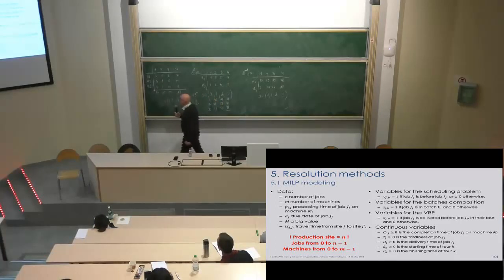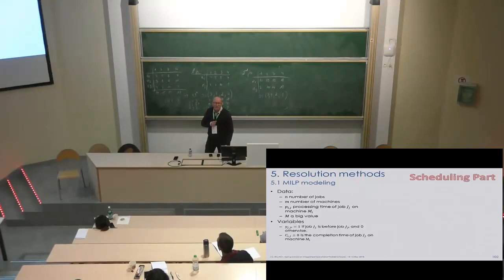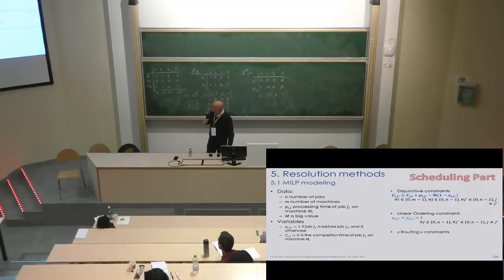And a lot of continuous variables, which are the completion times of the jobs on the machines, the tardiness, the delivery time, the starting time of tour k, and the finishing time of tour k. And with all these variables, we have the model. The scheduling part is the part that you already have and that I described some minutes before. So disjunctive constraints, linear ordering constraints, routing constraints, starting with C_1j greater than p_1j.